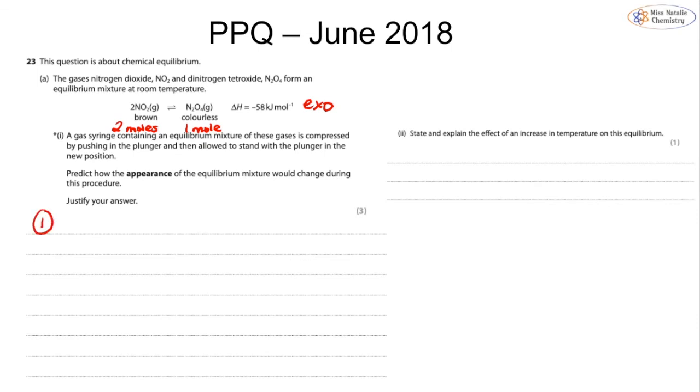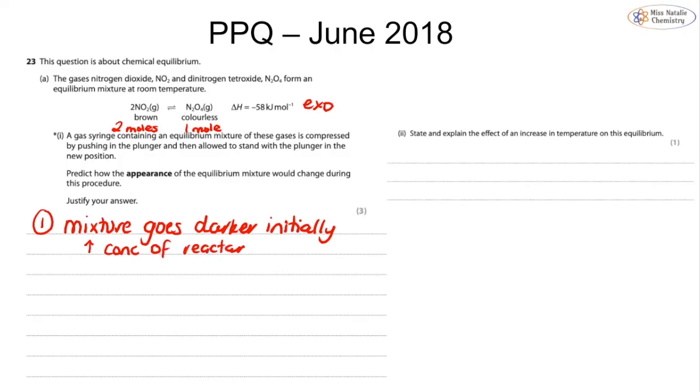So what we first see is the mixture getting darker. So it initially goes dark because I'm increasing the concentration. So I'm increasing the concentration of my reactants here. Now that it's left to stand, what you will see is the mixture will then become paler, or you can even say it will become colourless.